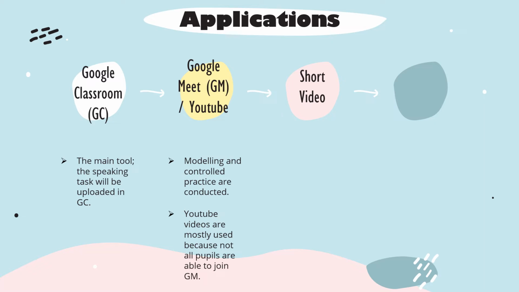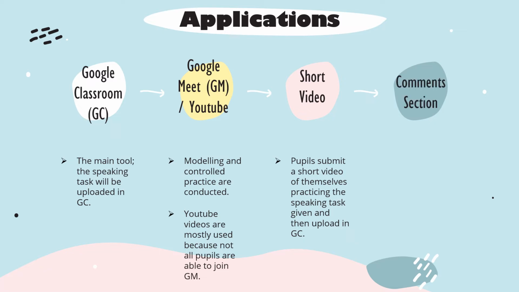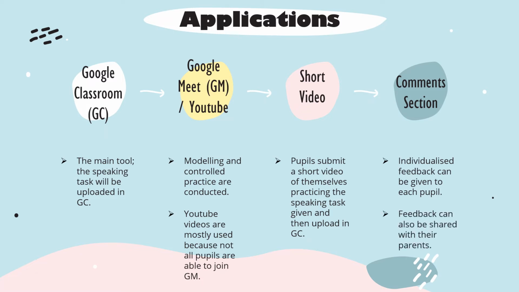The third one is short video. Pupils will submit a short video of themselves practicing the speaking task given and then upload the video in Google Classroom. They can try as many times as they want before they are ready to submit their best effort. The last one is the comment section. Here, teachers can give individualized feedback to each pupil and then the feedback can also be shared with their parents.